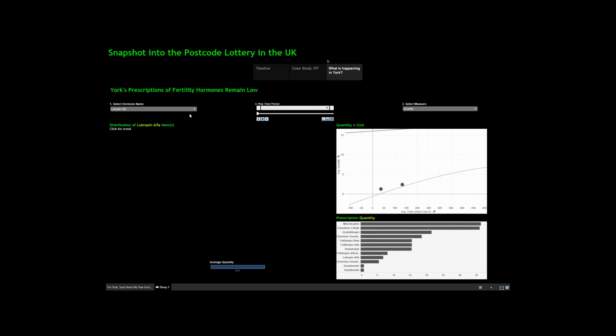And you can also play the time. Ooh, it's disappeared now. And basically, you can do this. Select which measure you want, whether cost or quantity, to see the same pattern, the scatter plot of quantity over cost for the different drugs.